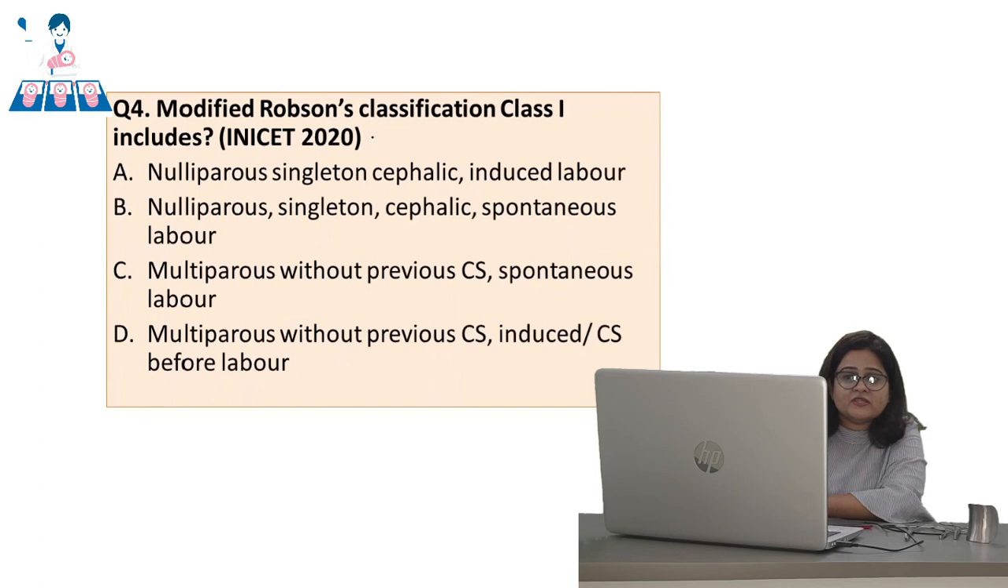Last question, it is not really related to steps of a cesarean section, but it is very important because it came last year in INICET and it was a very unexpected question. So now that it's come, it's something which you can't miss. There is a very good chance it will get repeated. So what is modified Robson's classification class 1? Is it nulliparous, singleton, cephalic, spontaneous? Nulliparous, singleton, cephalic, induced? Is it multiparous, spontaneous? Is it multiparous, induced, or elective LSCS?